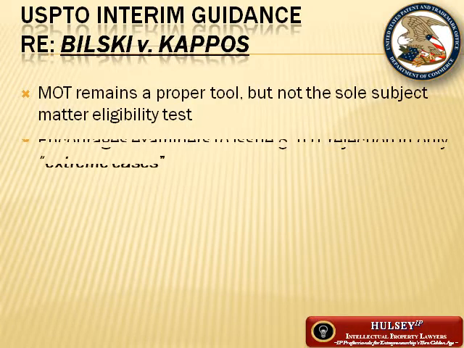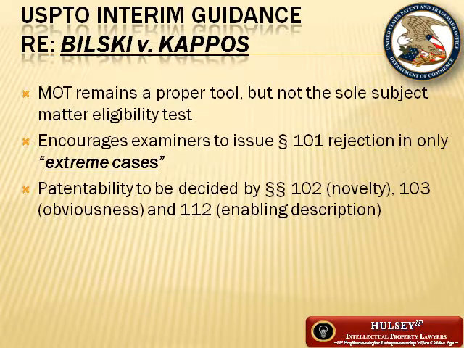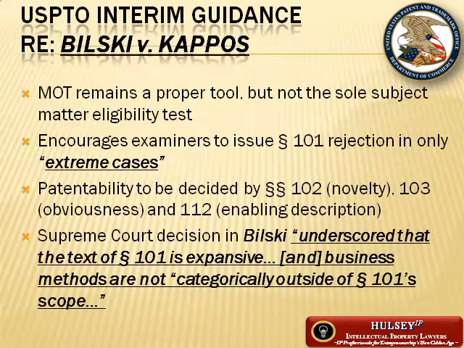According to the guidelines, examiners are to issue a Section 101 rejection only in extreme cases. Instead, patentability is to be decided by Section 102 for novelty, Section 103 for obviousness, and Section 112 of the patent statute for enabling description. The Supreme Court decision in Bilski, according to the guidance, underscored that the text of Section 101 is expansive and business methods are not categorically outside of Section 101's scope.